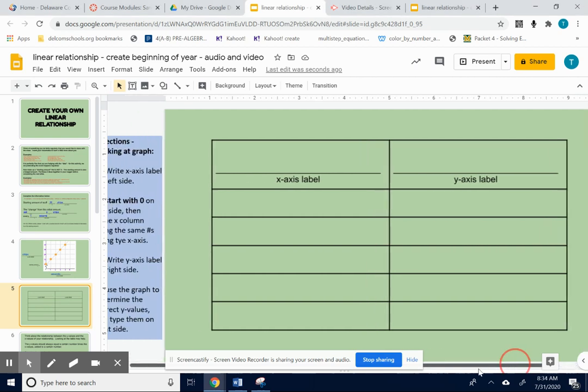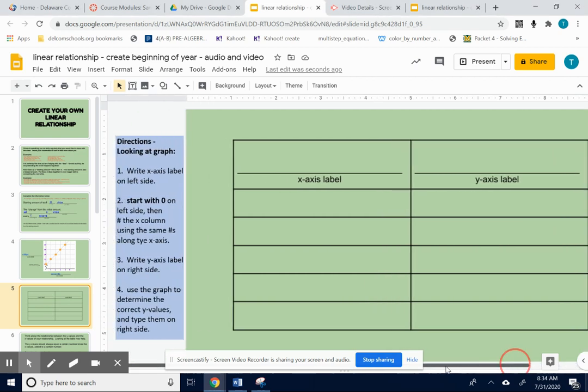This slide, just like the previous one, has directions, and you may have to move the bar on the bottom over to be able to see them. So let's look at the example we did and go through these directions. For the graph, write the x-axis label on the left side.